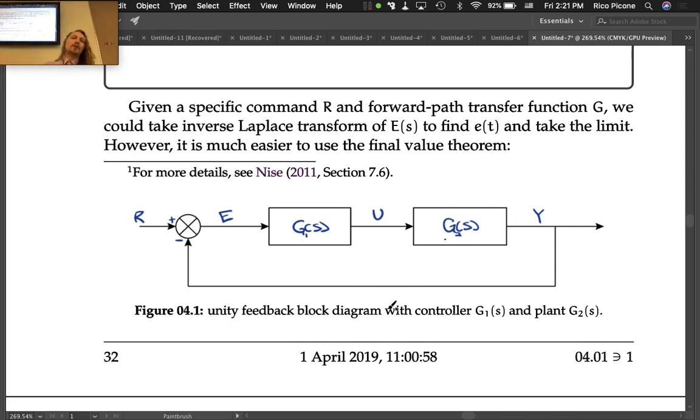So we can always transform a non-unity feedback system to a unity feedback system, which is why we're just going to consider unity feedback ones. And if we have non-unity feedback, we can transform it to look like this. So G1 is the controller, G2 is the plant.